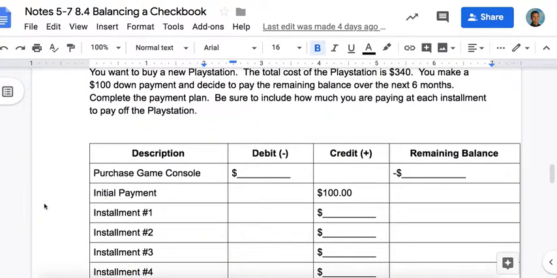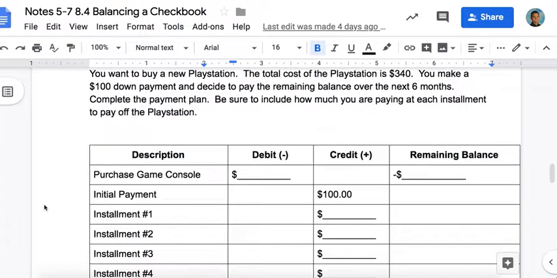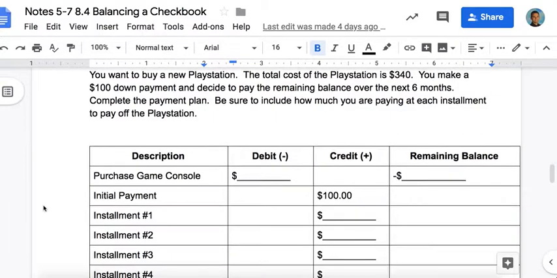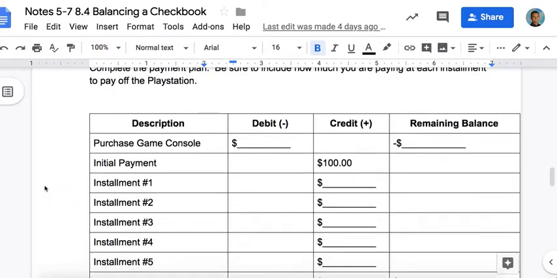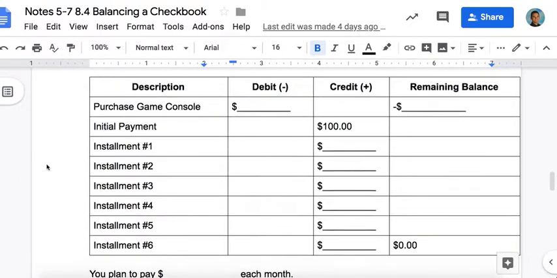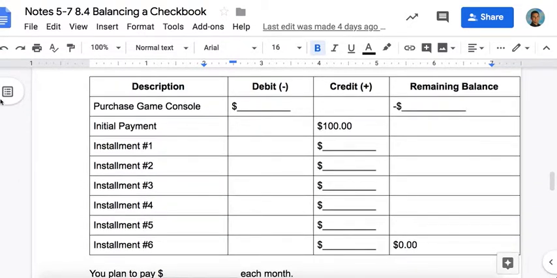You want to buy a new PlayStation. The total cost of the PlayStation is $340. You make a $100 down payment and decide to pay the remaining balance over the next 6 months. Complete the payment plan. Be sure to include how much you are paying at each installment to pay off the PlayStation.